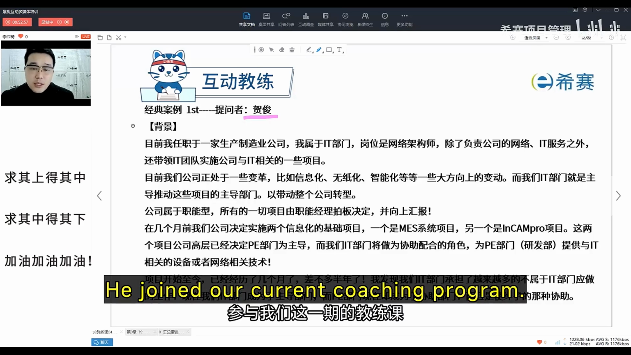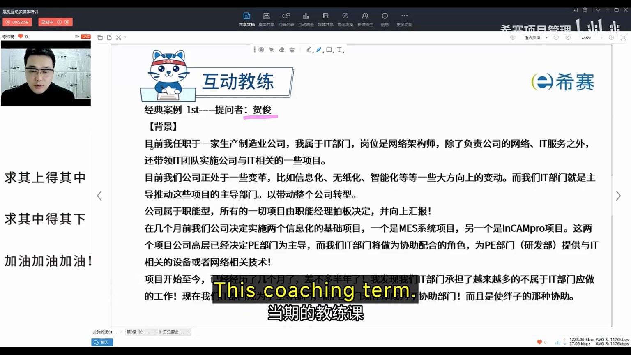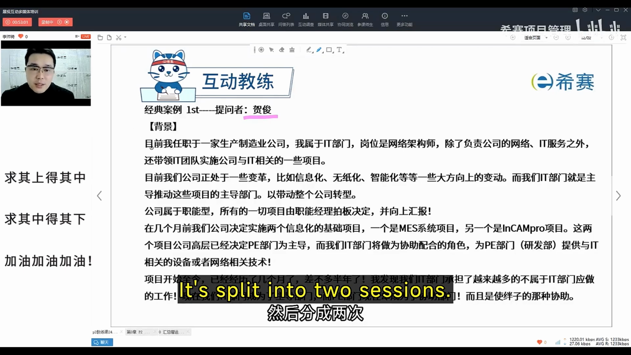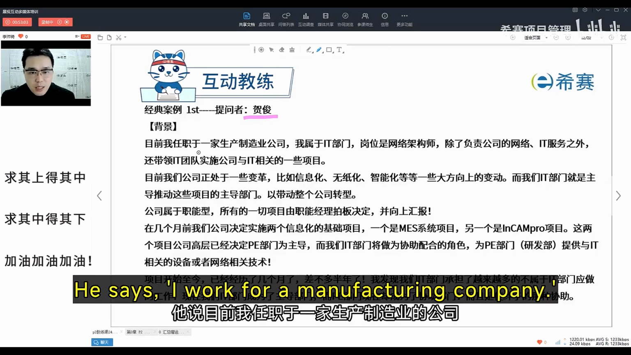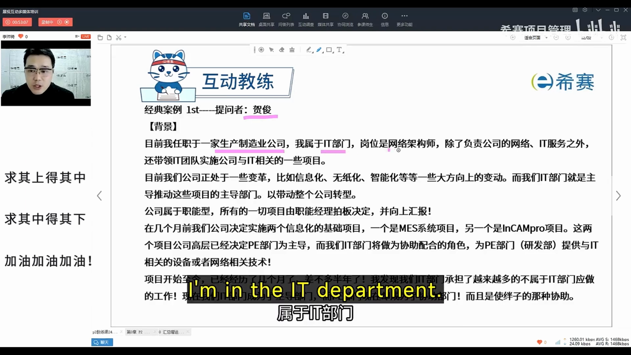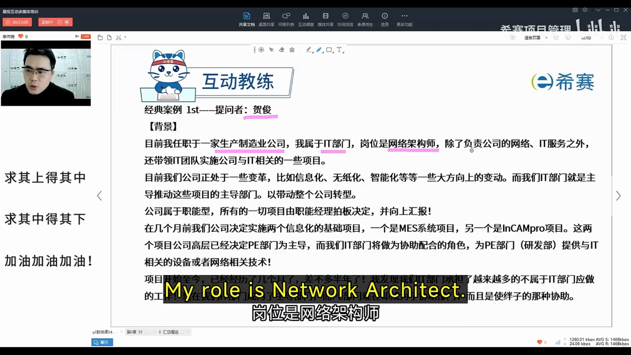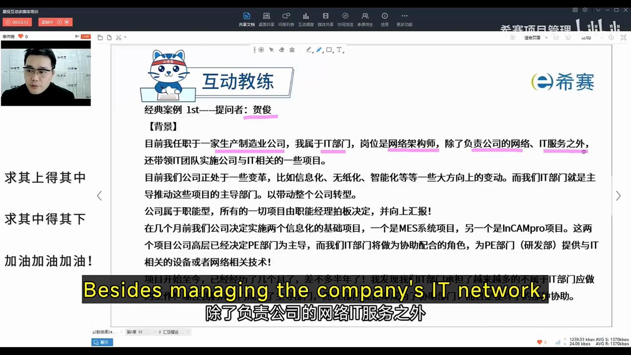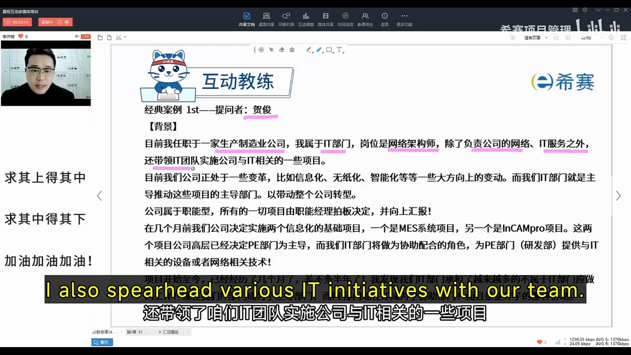He joined our current coaching program. This coaching term is split into 2 sessions. Let's start with his first session. He says, I work for a manufacturing company. I'm in the IT department. My role is network architect. Besides managing the company's IT network, I also spearhead various IT initiatives with our team.